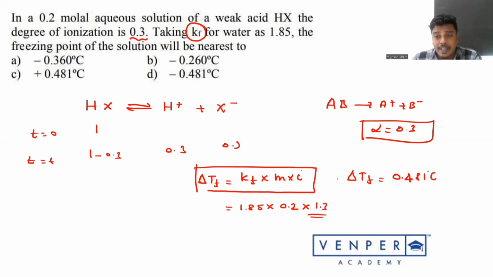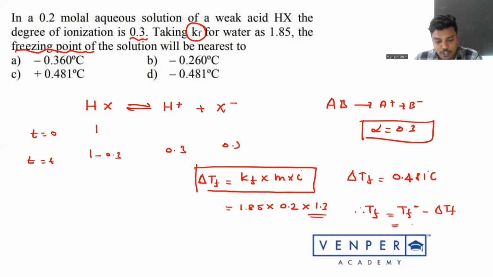Yes or no? Now we apply the formula. What is delta Tf? We find 0.4. They are asking the freezing point, right? What is the freezing point formula? Therefore, delta Tf is equal to what? That is equal to Tf naught minus delta Tf.